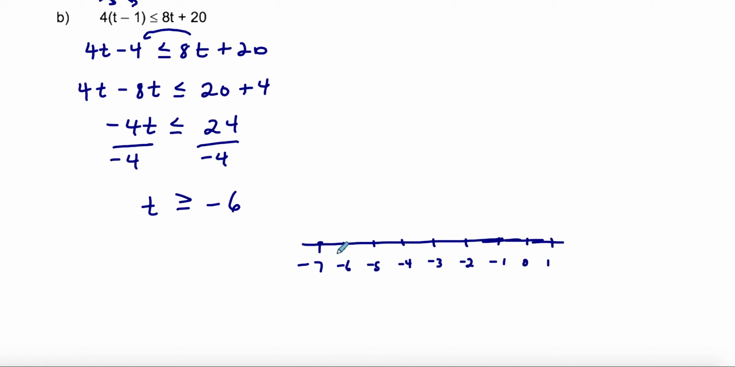Anyway, it's anything greater than or equal to negative 6. So imagine this time the negative 6 is colored in. Because we know that it includes negative 6, it's not an open circle, we're going to color it in, and it's anything greater than that. So I might make this just a little bit thicker here and show my arrow that on this number line, the values for our inequality are anything greater than or equal to negative 6.